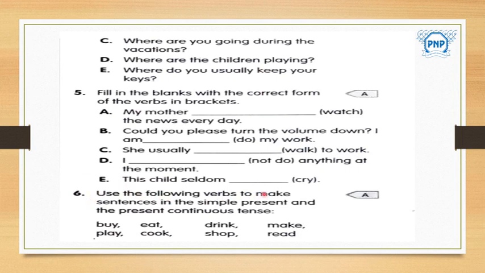Sixth, use the following verbs to make sentences in the simple present and the present continuous tense. They have given some verbs. By using these verbs, you have to make one simple present tense and one present continuous sentence. Correct? So you have to make these. Thank you.